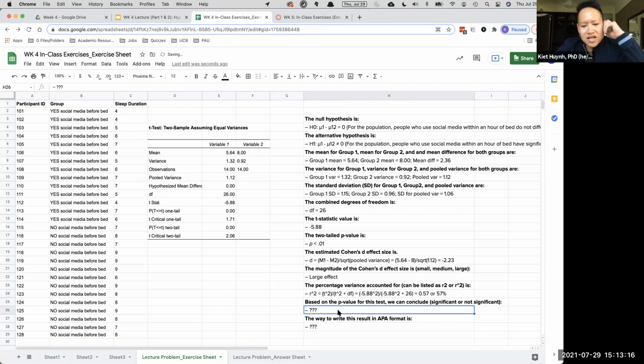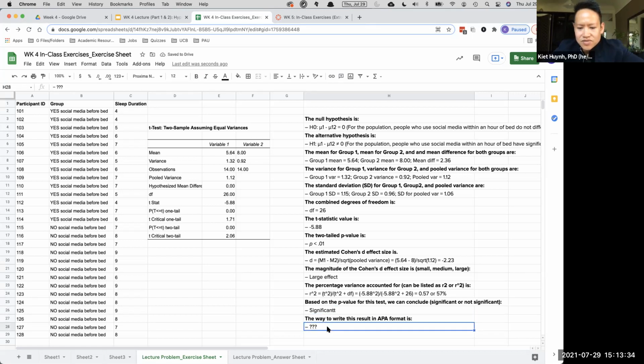Okay, based on the p-value for this test, we can conclude, is it significant or not significant? So remember the p-value, anything less than 0.05 is considered significant. So this p-value is less than 0.01, so even smaller, so significant.